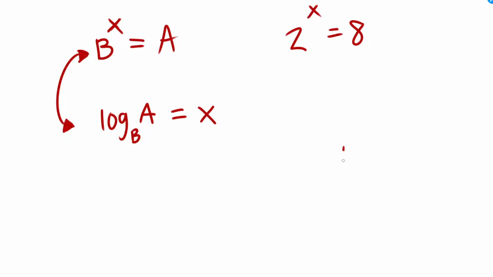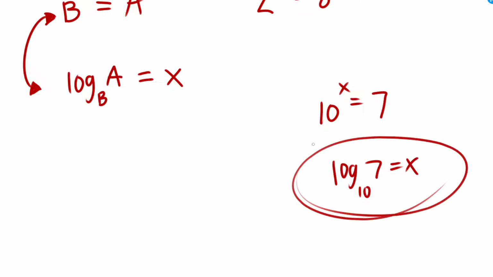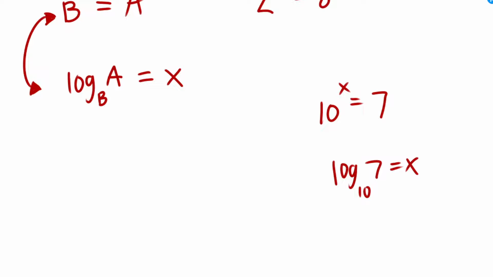So if you see something like 10 to the x equals 7, well, there's not an obvious answer there, because 10 to something is not going to give you 7. 10 to the 0 will give you 1. 10 to the 1 will give you 10. 10 to something, we don't know what that something is. But having log base 10 of 7 equals x, your calculator can find that easy peasy. But we aren't going to cover how your calculator finds that.